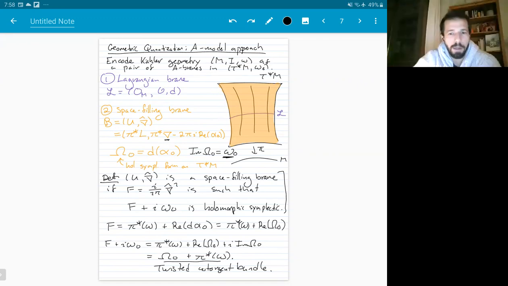Okay, yes, I'm a bit confused about this difference between A and B, because if I give you a GCS, you're supposed to canonically construct a category. And so I'm a bit confused about what distinguishes A and B models in this picture.